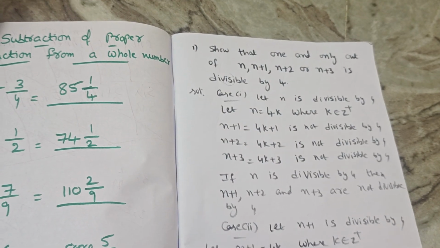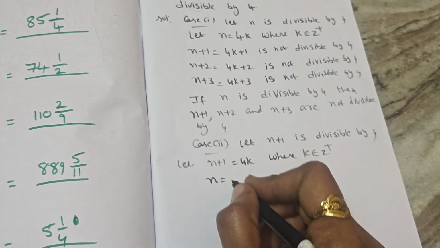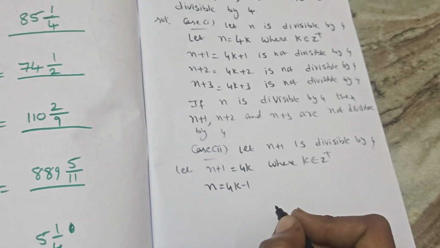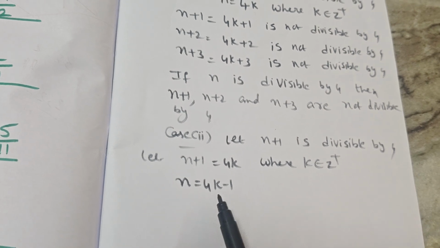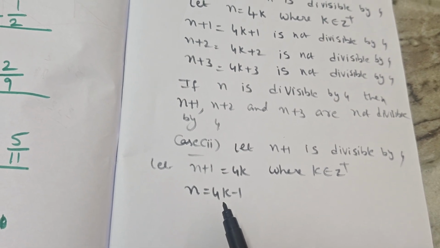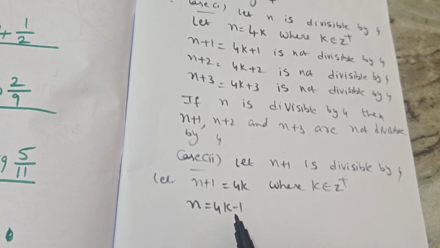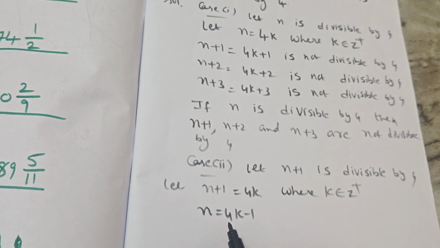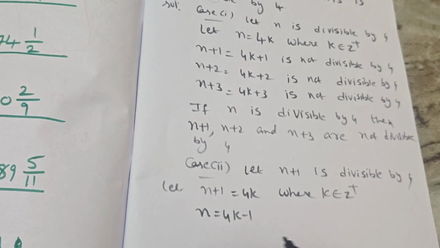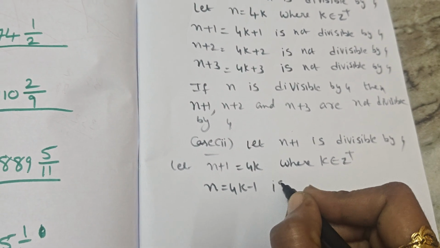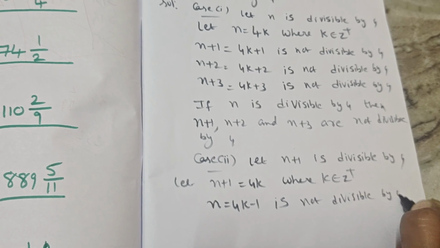Take n. What is the value of n from above? The value of n is 4k plus 1 transposed to that side, it becomes minus 1, so 4k minus 1. Is it divisible by 4? What I told, k belongs to z plus. Take any positive integer in the place of k: 4 ones are 4, 4 minus 1 is 3. Is it divisible by 4? No. Suppose you take k value 10: 4 tens are 40, 40 minus 1 is 39. Is it divisible by 4? No. So n is not divisible by 4.